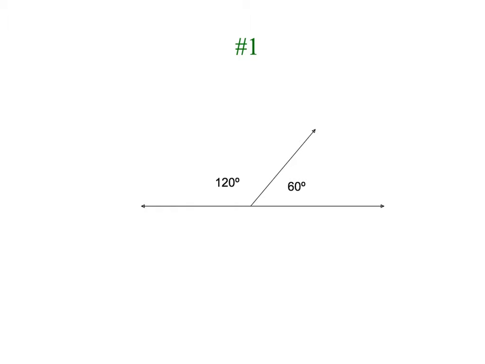Alright, so number one here. I'll talk you through this one. You might already be able to see. This is 120 and 60, so that equals 180. So the angle that equals 180 is a supplementary angle.